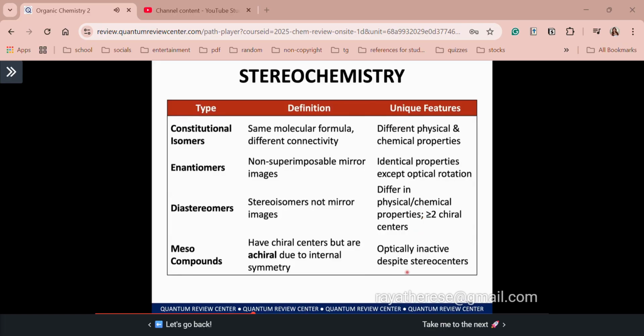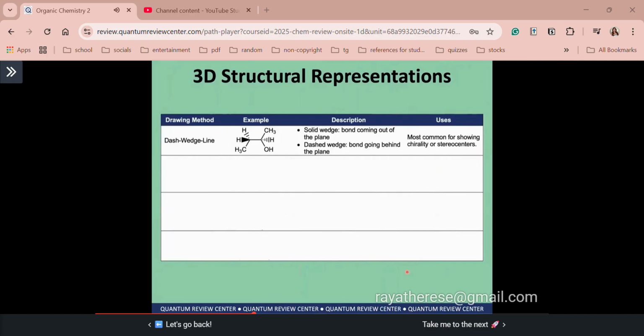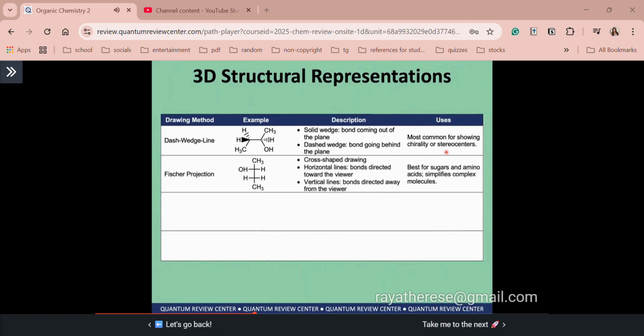Class, let's just recall our 3D structural representations. Remember, we also discussed this in our discussion on Intro to Orchem. Now, firstly, we have your dash wedge line. Here's the structure of the dash wedge line. Remember, this is particularly important for stereochemistry discussion. Next, Fisher projection, check. More on visualization of sugars and complex molecules. Class, remember, I emphasized the intersections here correspond to the chiral center.